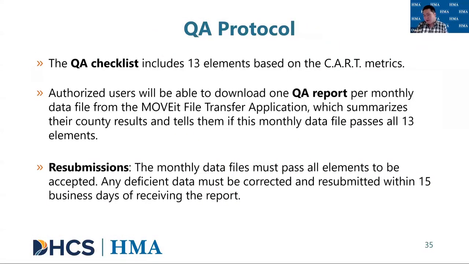HMA has a quality assurance checklist with 13 elements. The QA checklist follows the CART metrics. Authorized users will be able to download the QA report per monthly data file from MOVEit, which summarizes their county result and tells them if the monthly data file passes all 13 elements. The monthly data file must pass all 13 elements. Any deficiency must be resubmitted within 15 days of receiving the report. Next, please.